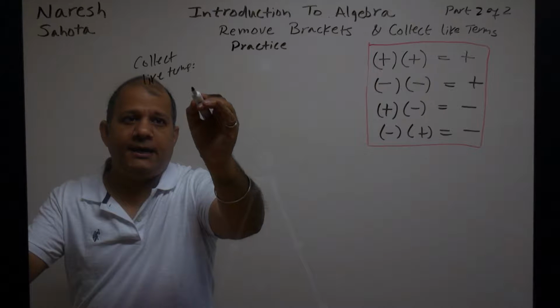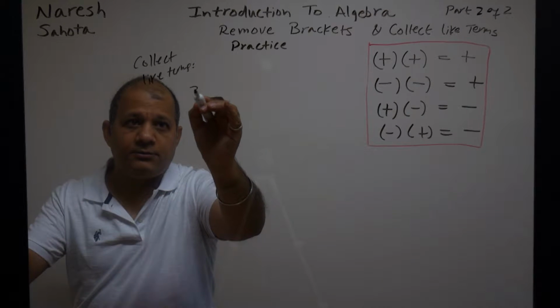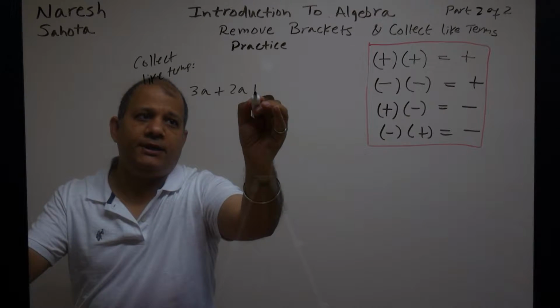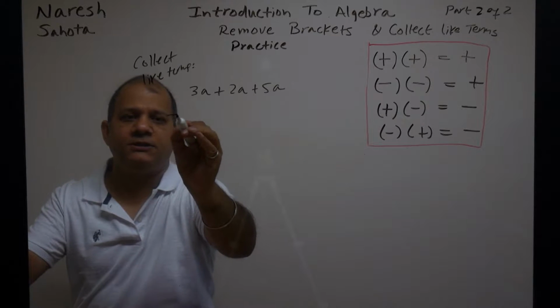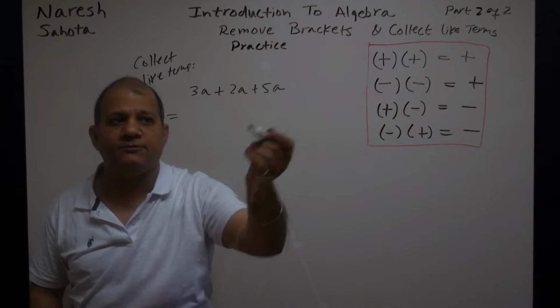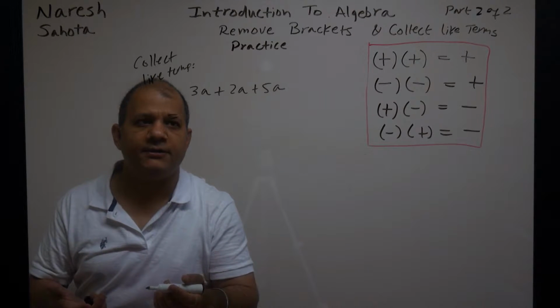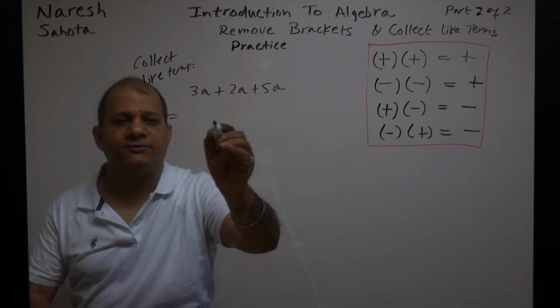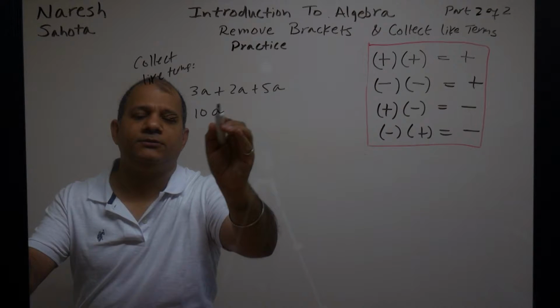Now if I have the example 3a plus 2a plus 5a, this is similar to what we did in the previous tutorial. 3 apples, 2 apples, 5 apples. How many apples altogether? 3 plus 2 is 5, 5 plus 5 is 10. So we have 10 apples.